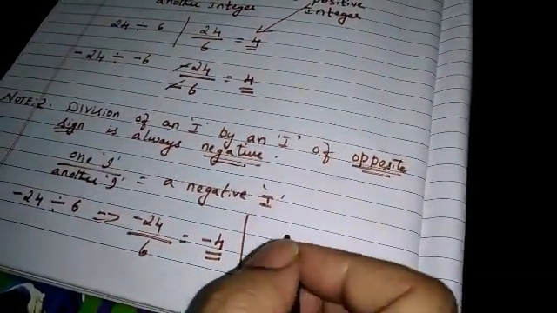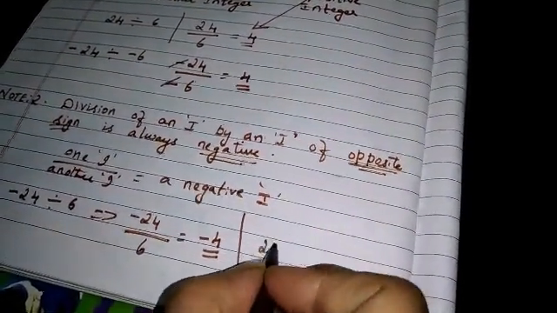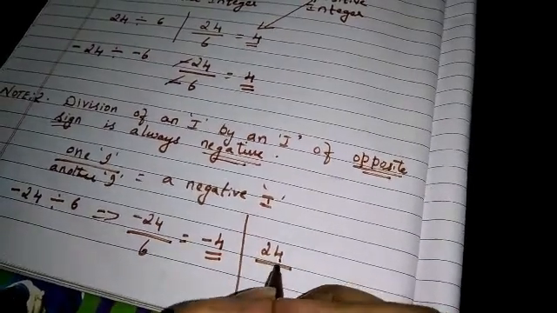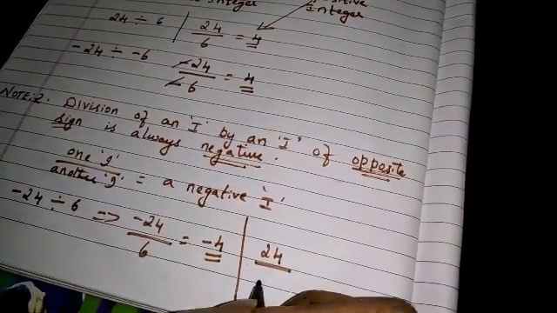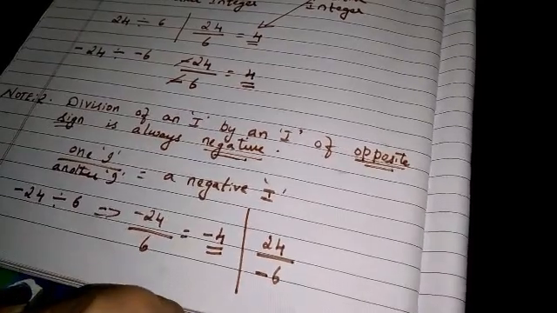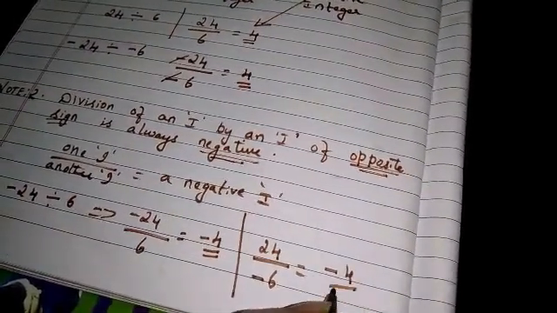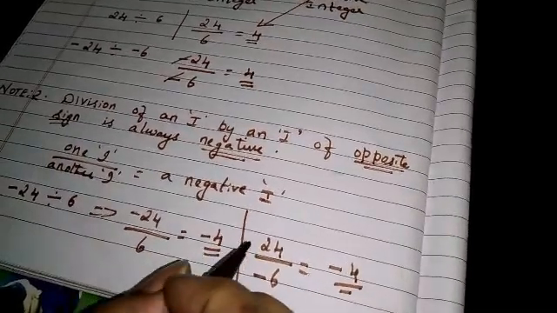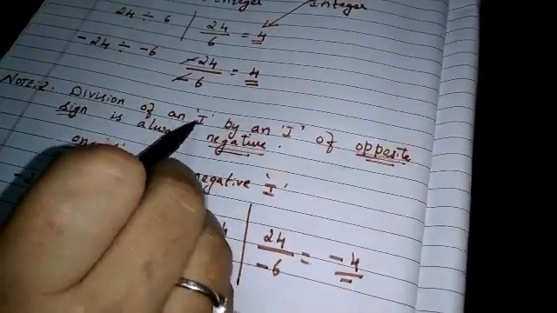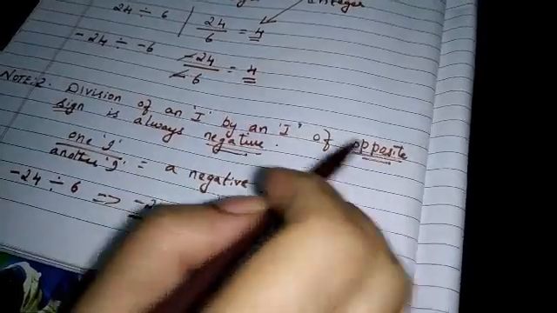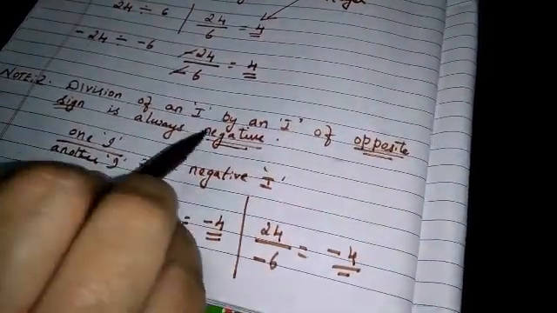Imagine if we take it the other way around. Let's take 24 as positive, divide positive 24 by a negative 6. So what we get is minus 24 by minus 4. That means division of an integer by an integer of opposite sign is always a negative.